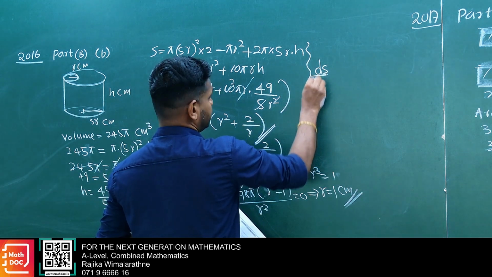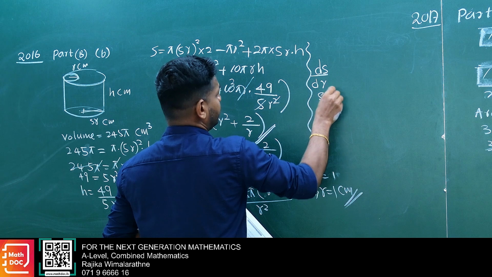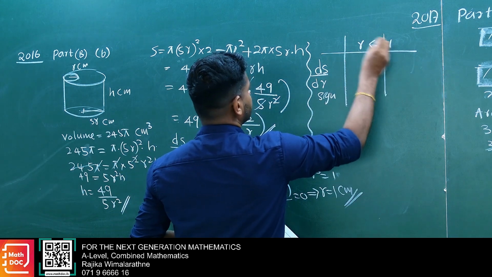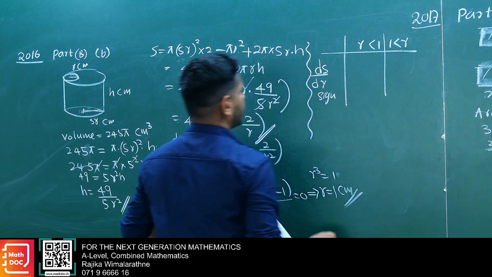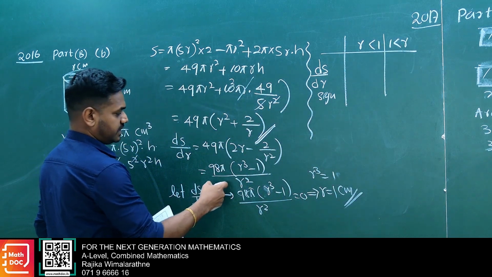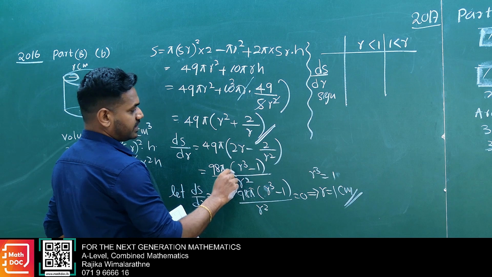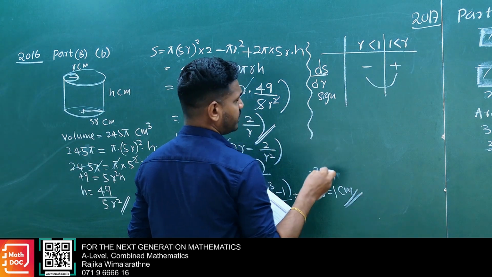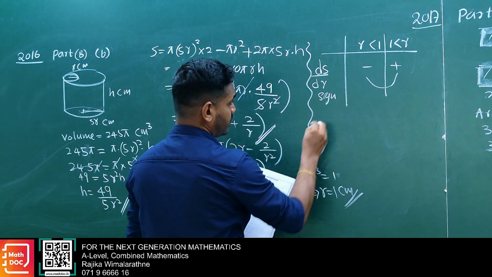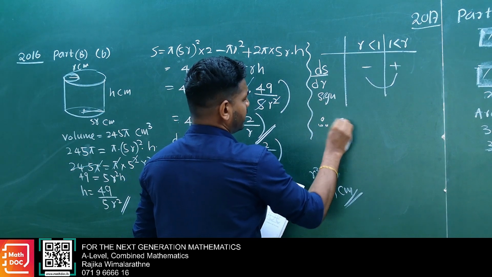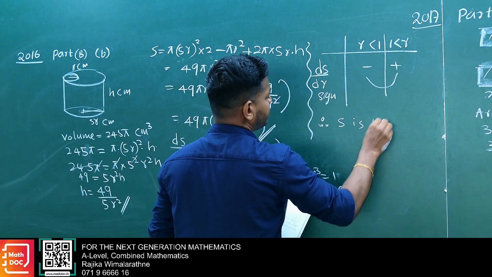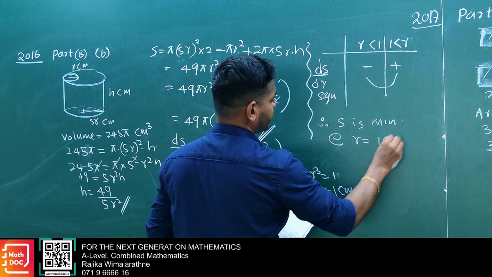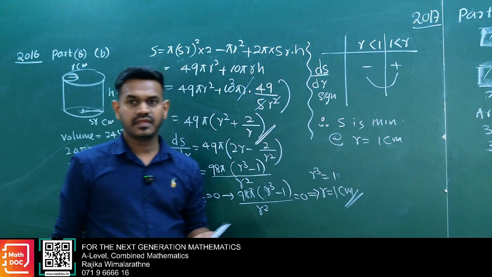Then you take the ds over dr sign about that 1: less than 1, greater than 1. Here you check it. For r less than 1 it is negative, for r greater than 1 it is positive. Minus to plus means minimum. Therefore, S is minimum at r equal 1.